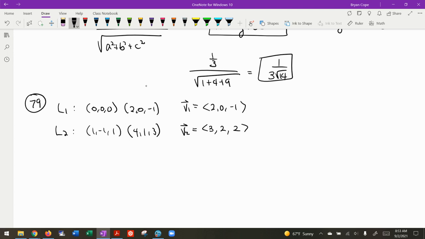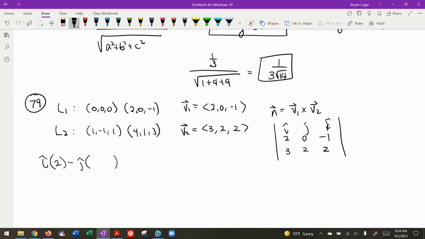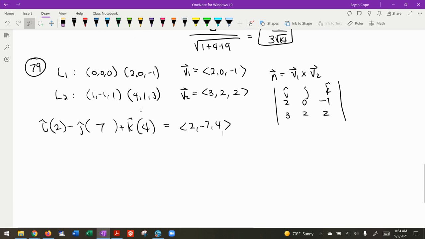Crossing those gives us the normal vector for a plane that we're going to construct containing one of the lines. So we'll say n equals v1 cross v2. Okay, so we got 0 minus negative 2 or 2, and then 4 plus 3 or 7, and 4. So this is 2, negative 7, 4. Now let's construct a plane that contains L1. That's easy because we've got a point that's the origin. So 2x minus 7y plus 4z equals 0.